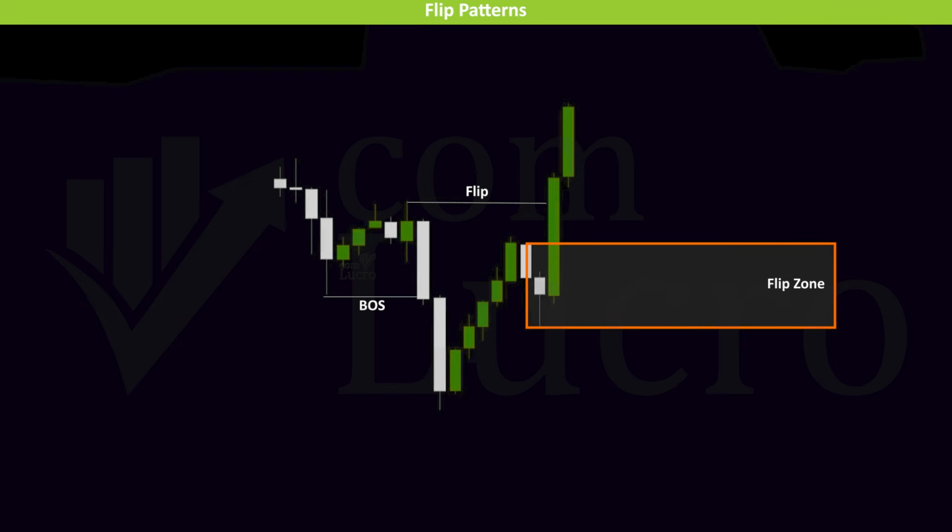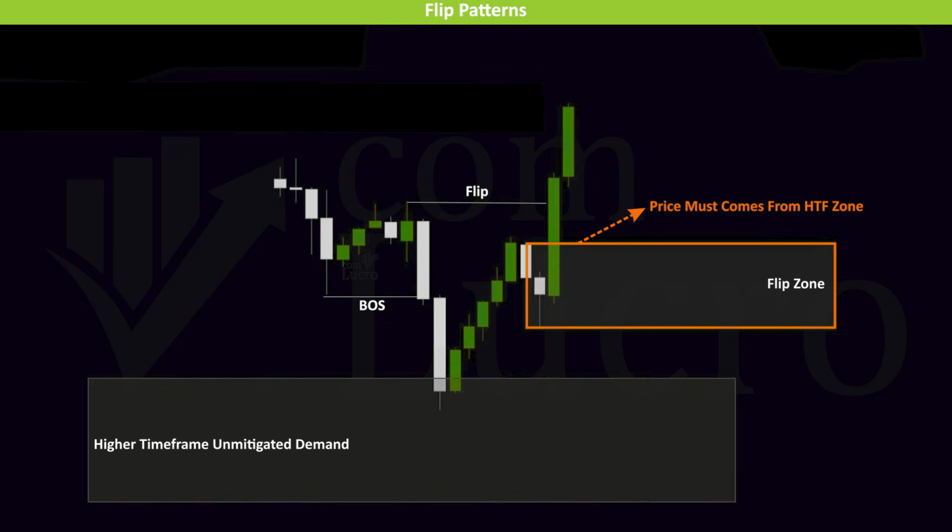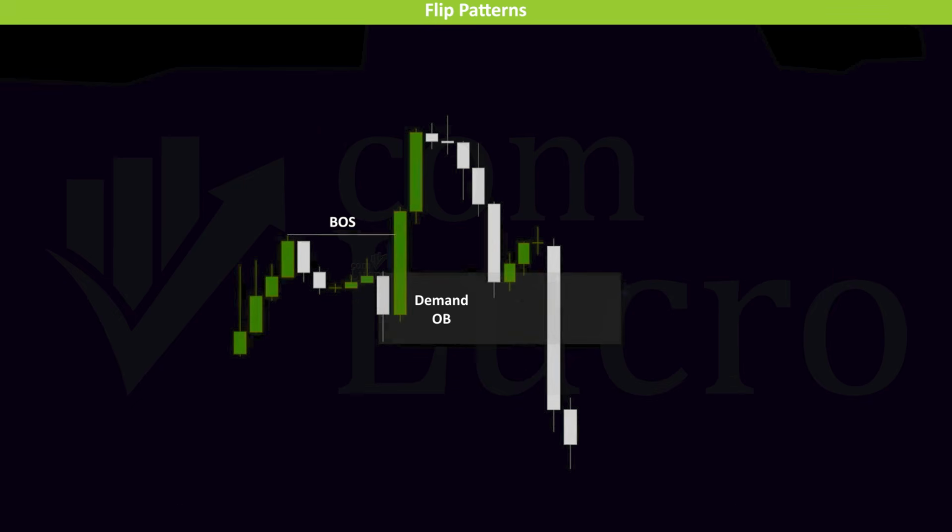For a flip to be valid, price must first mitigate and reject a higher time frame key zone. This rejection shifts sentiment and prepares the market for a true directional flip. If price does not mitigate a supply or demand zone and instead forms a flip pattern in the middle of nowhere, it is likely an inducement, a liquidity grab, or just a normal retracement, not a genuine shift in direction. Patterns like that should not be treated as valid flips.